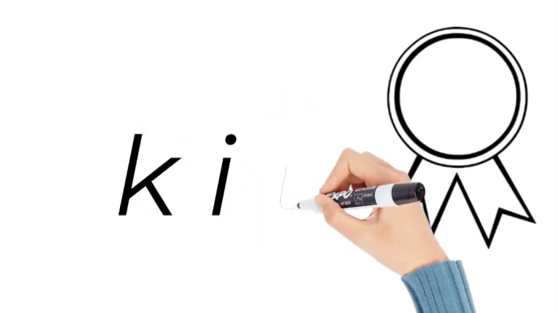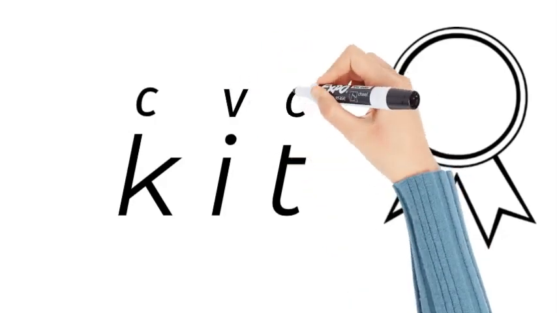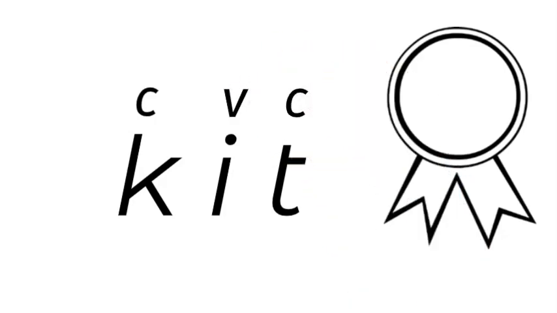How do we spell kit? K-I-T. K is a consonant, I is a vowel, and T is a consonant. It's a CVC word. And the vowel is like the glue that sticks the consonants together. If we didn't have that vowel there, we'd have kt, kt.